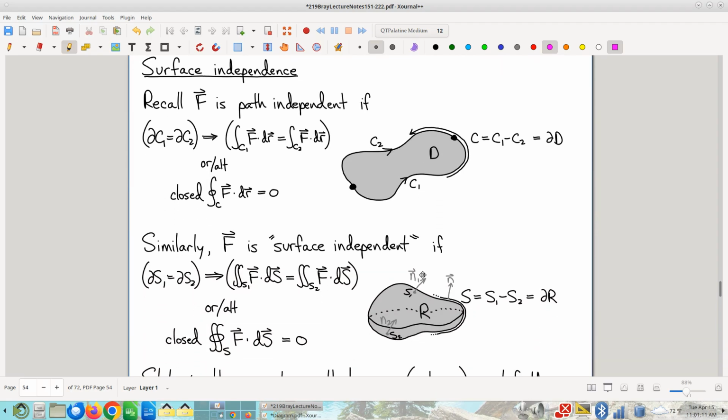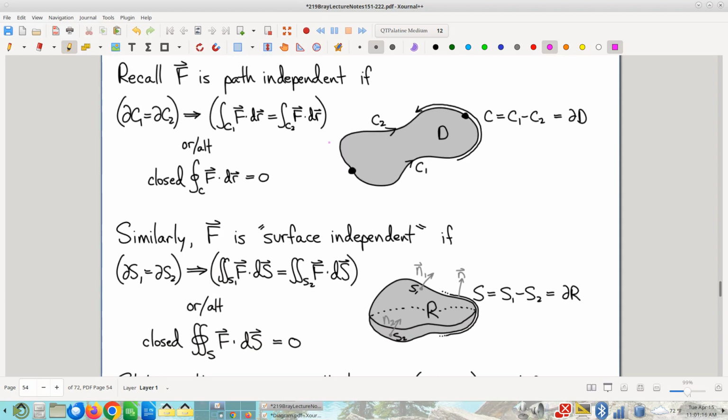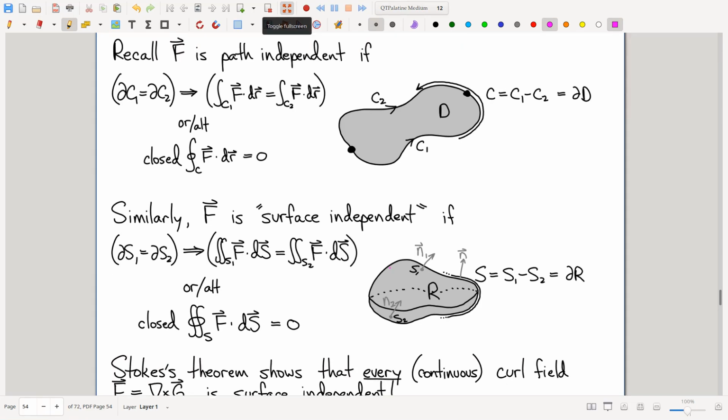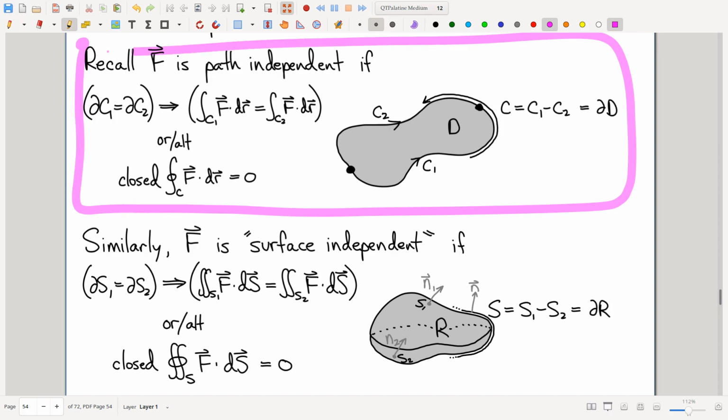Okay, new idea that we're going to segue into with an old idea. This takes a lot of space, so I am going to do this. Let's start with the old idea. Let's start with path independence. Everything in purple there is review, old idea.